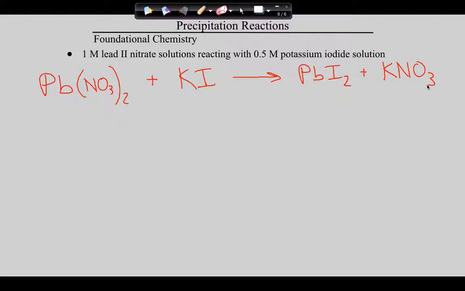Right. But, guys, remember we write the formulas properly first by balancing charge. Lead is +2, iodine is -1, thus PbI2. Nitrate is -1, potassium is +1, KNO3. Now we need to balance it. 1 lead, 2 nitrates, 1 nitrate. So we need a 2. 2 potassiums, 2 iodides, and that balances. You good? Okay, now guys, this is where the brain engages.